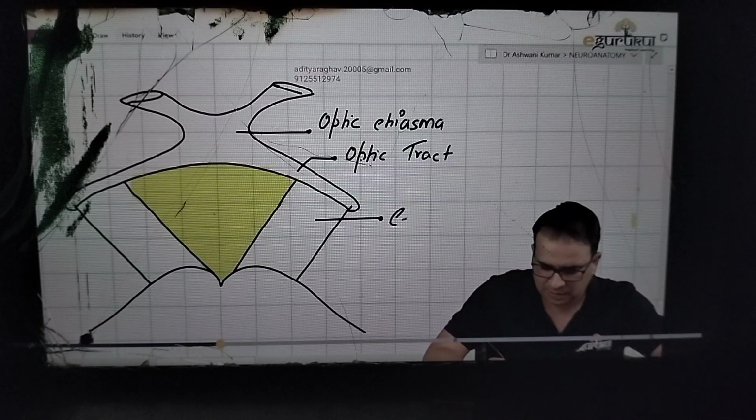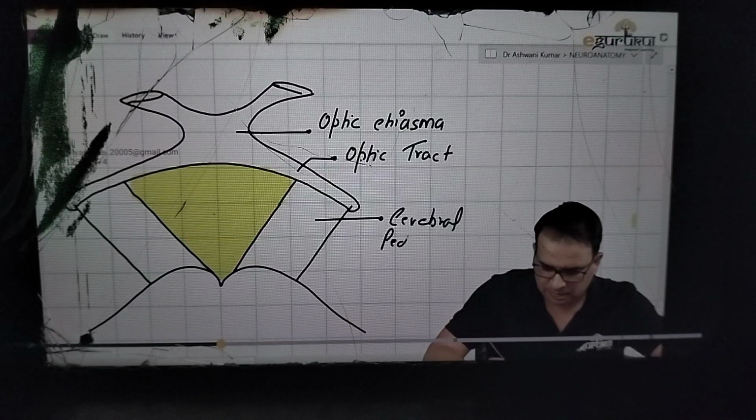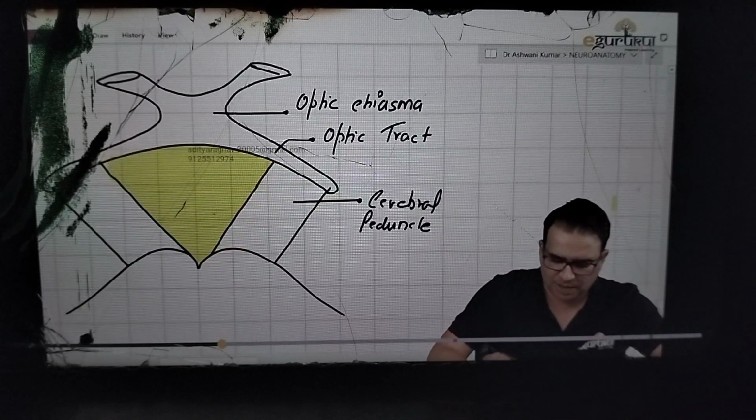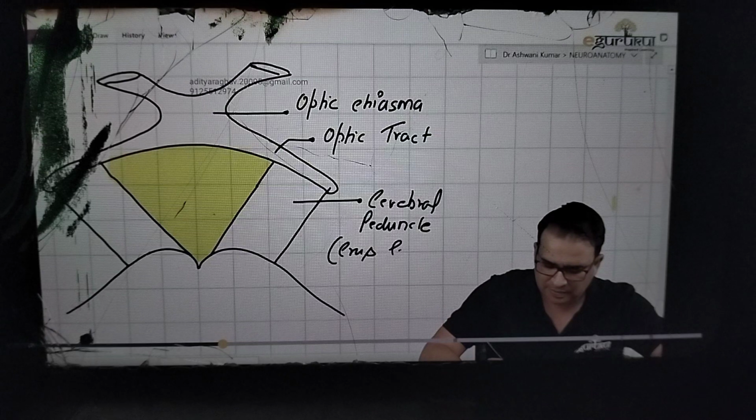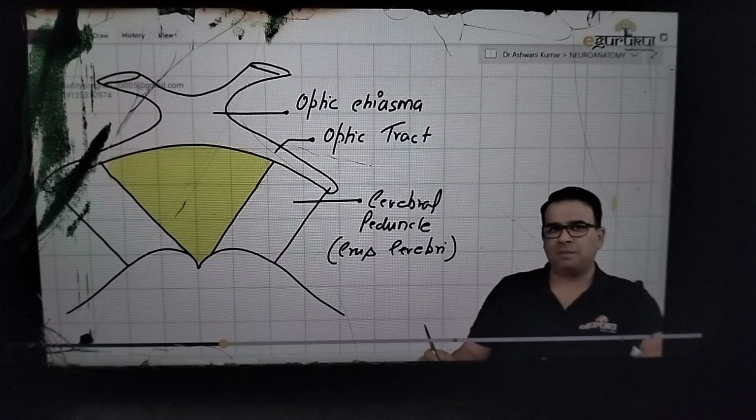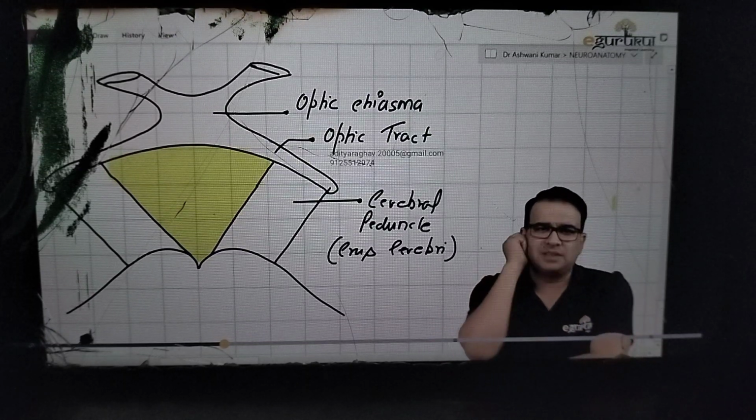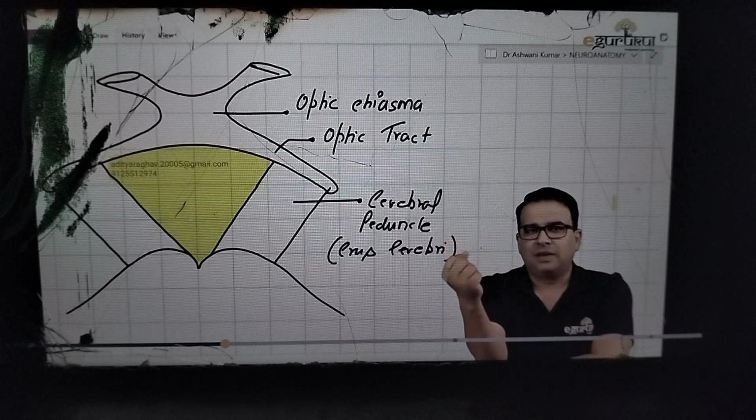And this is the peduncle, the cerebral peduncle. I hope you know the other name of the cerebral peduncle. It is also called the crus cerebri. Peduncle or crus means white matter only. It's a white matter tuft that you see, and we call it cerebral peduncle or crus cerebri.